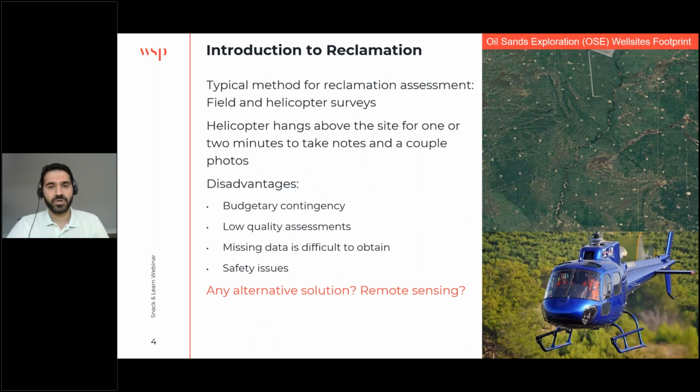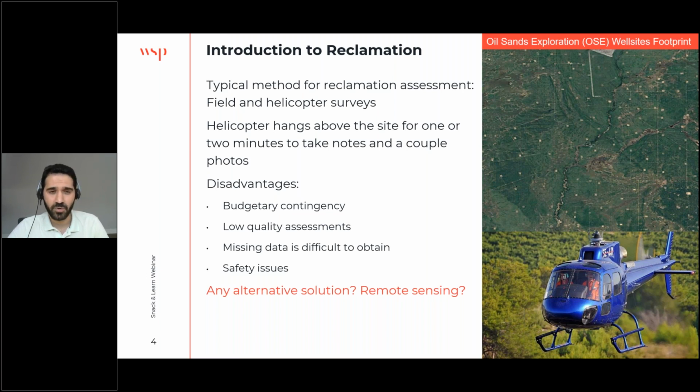So the common methods for reclamation success assessment are field survey and helicopter survey. For example, a helicopter flies over one of the sites for 1 or 2 minutes, and then 2 people make notes and take photos within that 1 or 2 minutes. And there are lots of disadvantages with this methodology. For example, it's very expensive, especially when our sites are located in remote areas, or because of unforeseen factors like weather, the budget can be inflated easily.